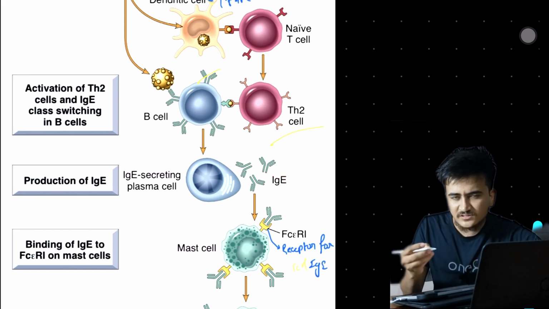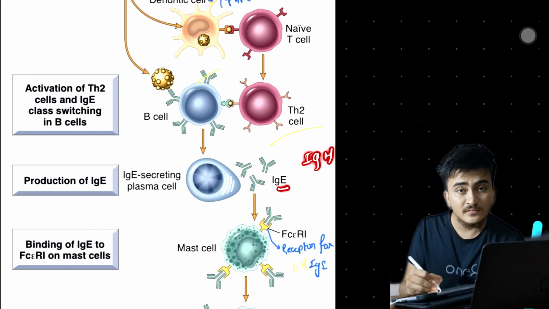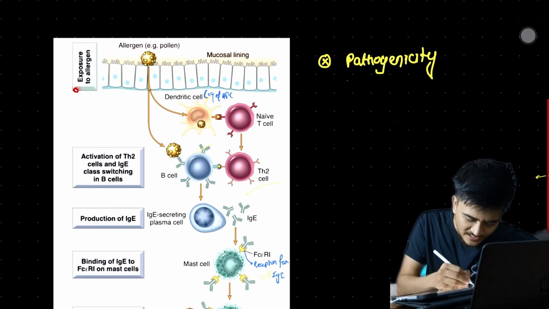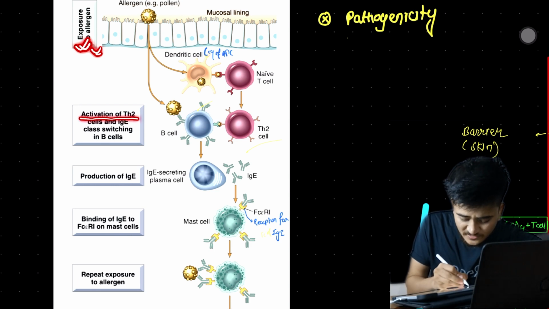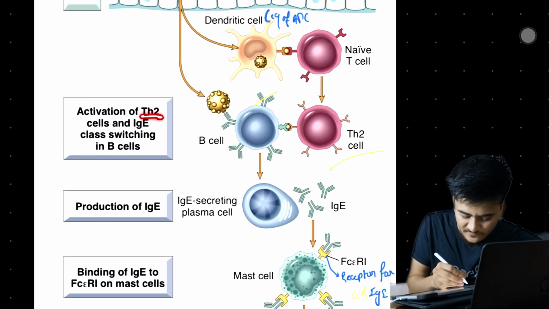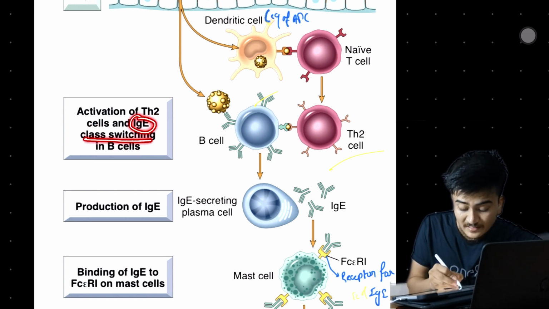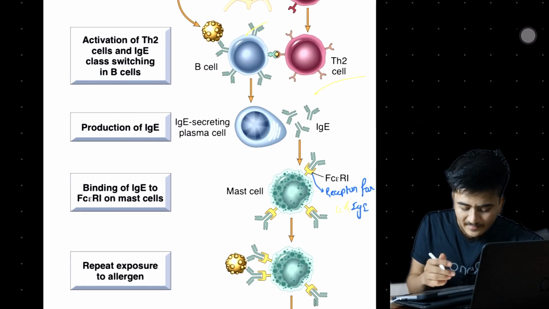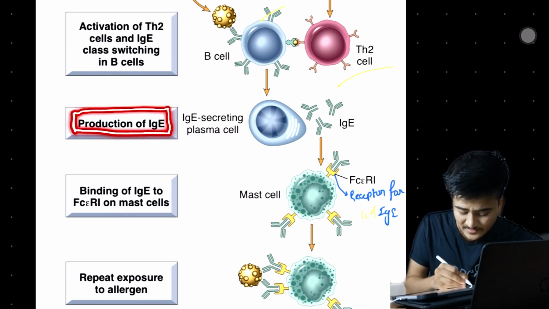How? We said that the first antibody that is produced in primary immune response is IgM. How did this IgE come? This came because of what? Antibody switching, that we have studied in the B cell and T cell lecture. You can see here exposure to antigen or allergen, it is the same thing, and then activation of TH2 cell happens, and IgE class switching in B cell. That means IgE is formed by class switching. We have learned that it happens with the help of interleukin 4 and 5, right?